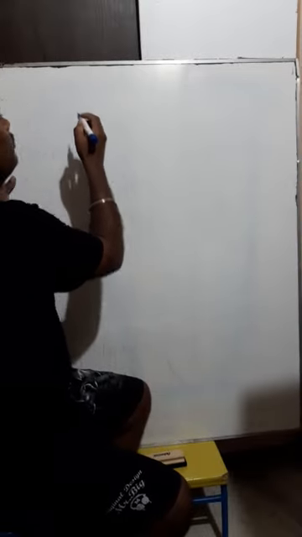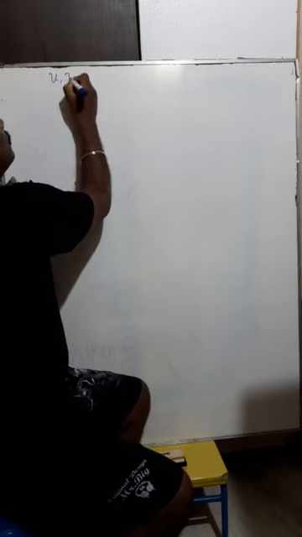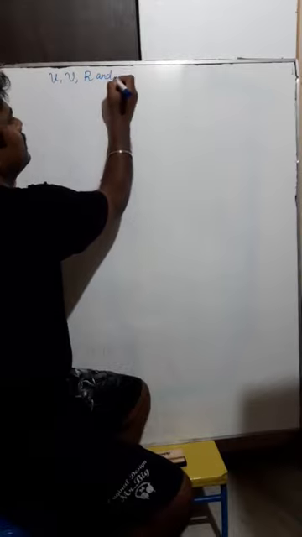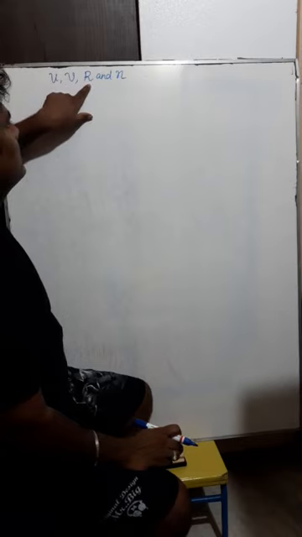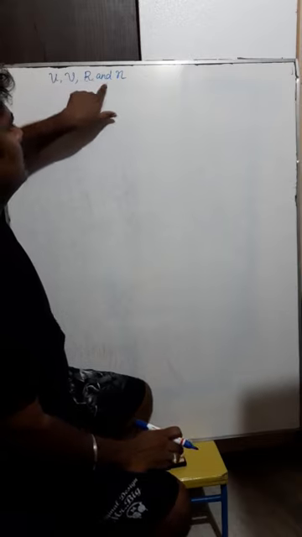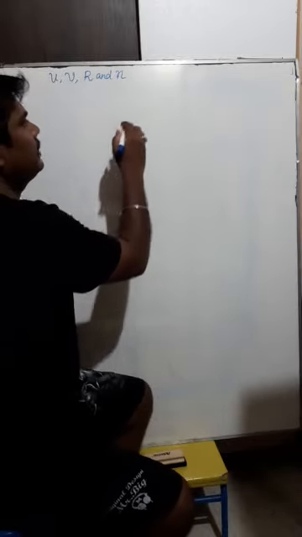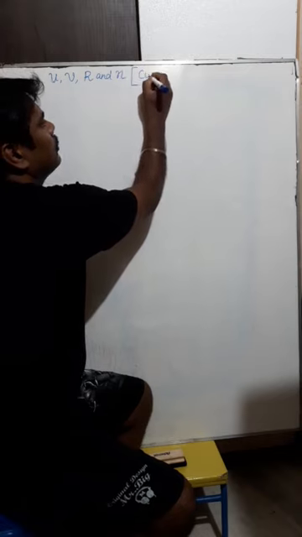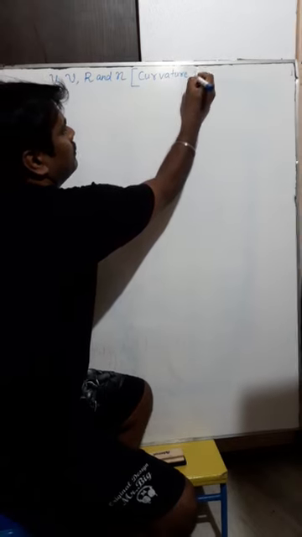Derive the relation between U, V, R and N. U is called the object distance, V is called the image distance, R is called the radius of curvature, and N is called the refractive index of the medium used for refraction of light. This is also called the curvature formula.